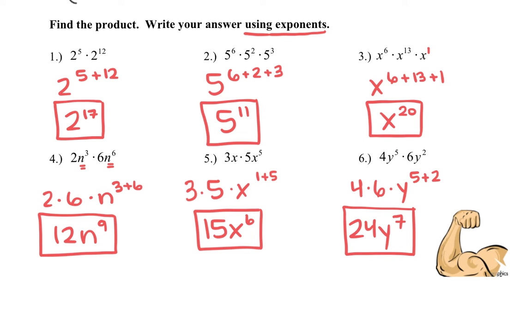And then same thing on 6. Y is the base. So I can multiply the 4 and the 6, which is 24. And then it's y to the 5 plus 2. All right, so again, we keep asking, what is the base? In 1, 2, and 3, or really if you look at 1 and 2, 2 and 5 were the base, and that's why we didn't multiply them. In 4, 5, and 6, the variable was the base, and that number was the coefficient.